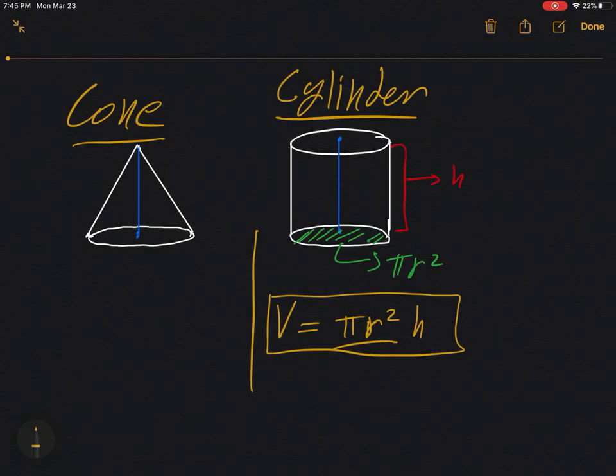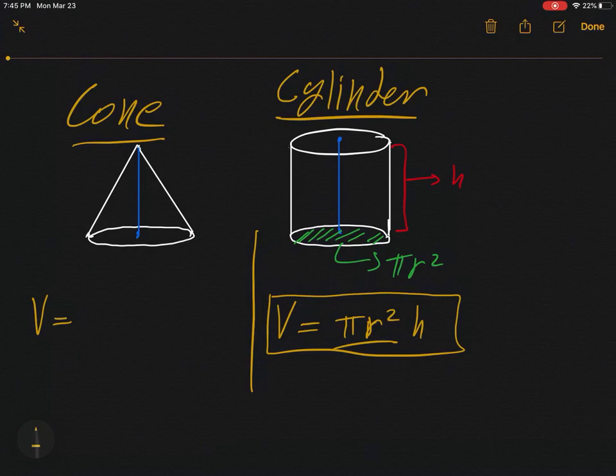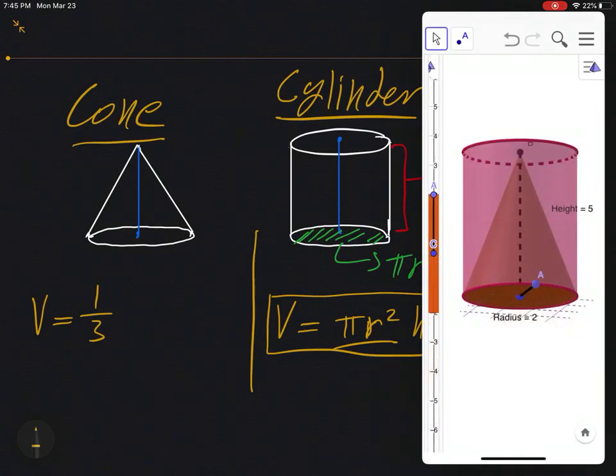In that case, and with some mathematical proofs that are not required at this stage, we can prove that the volume of the cone is just equal to 1/3 of the volume of the cylinder that contains it. As we see here, there is a cylinder that contains the cone, so just calculate the volume of the cylinder that contains that cone, then just take 1/3 of the answer.